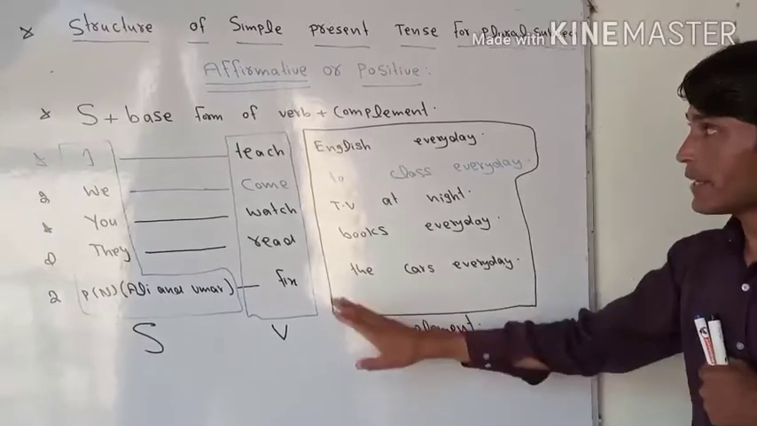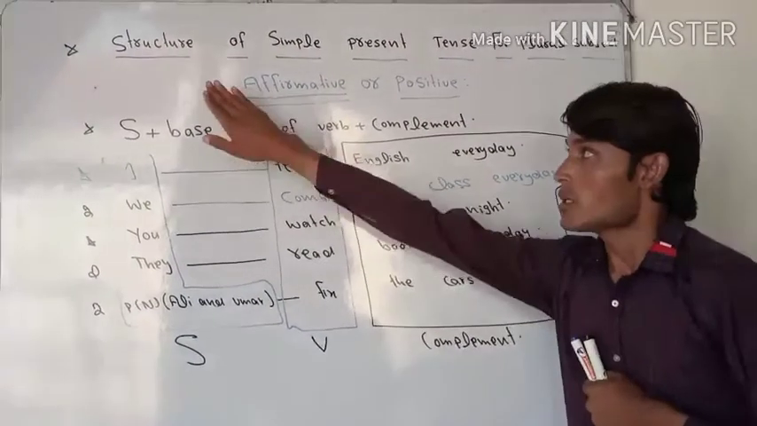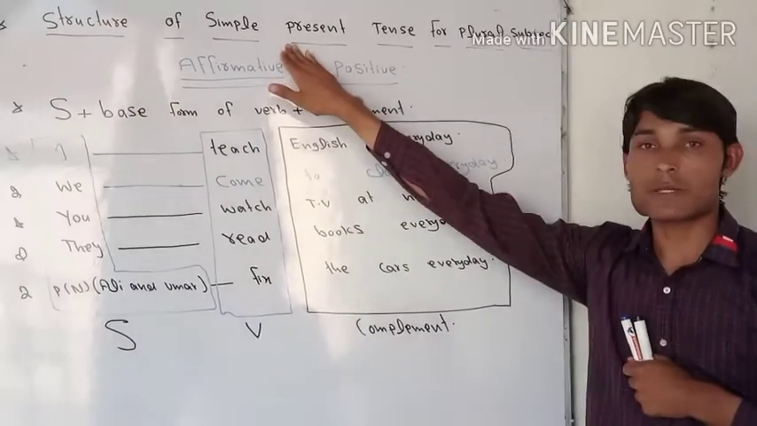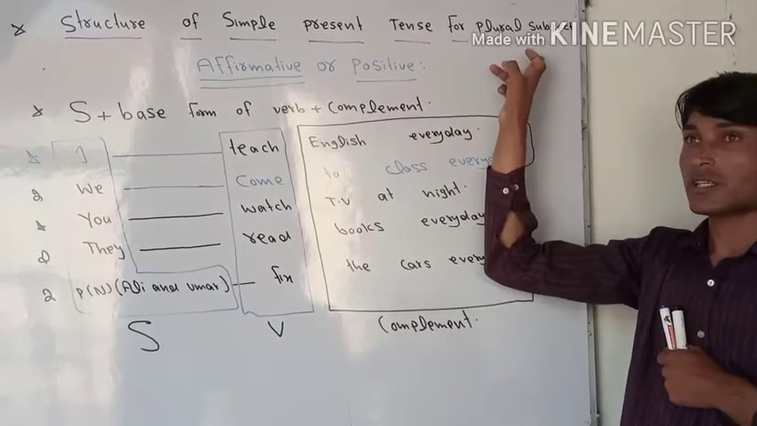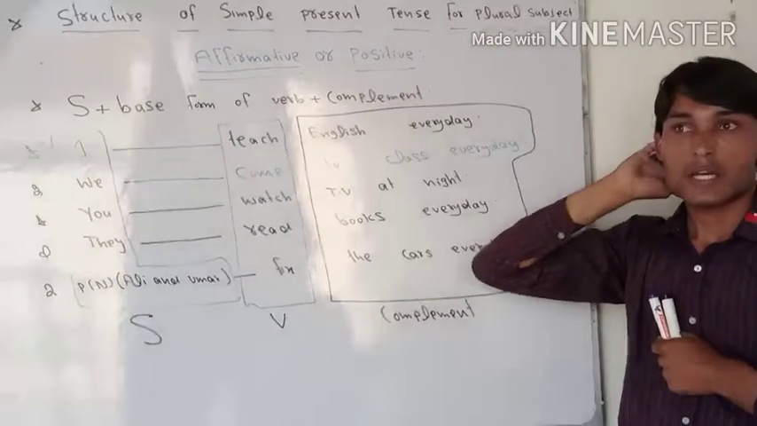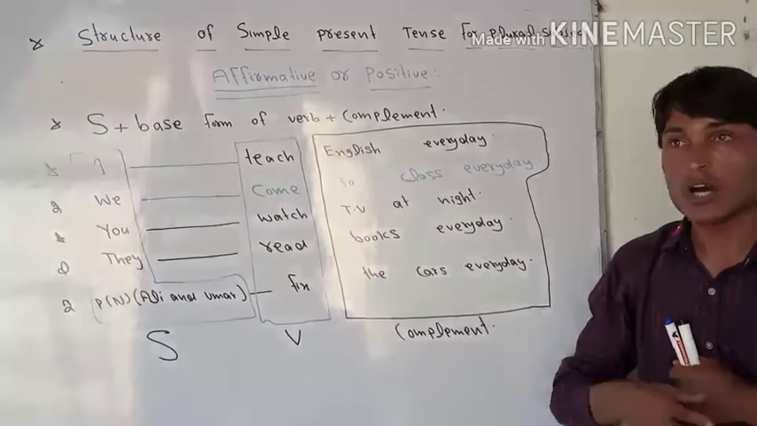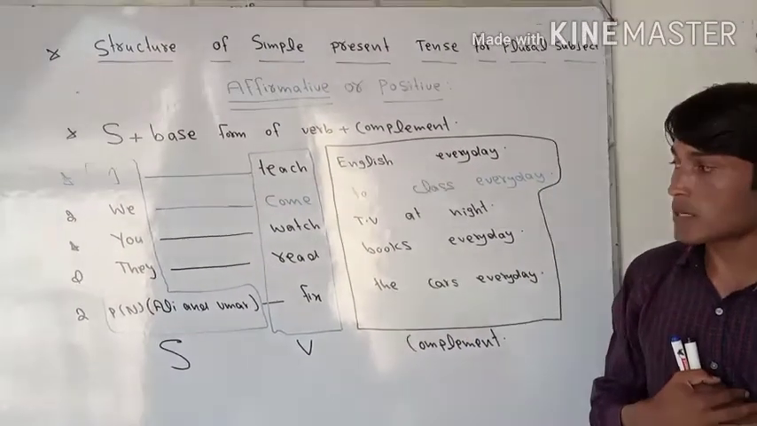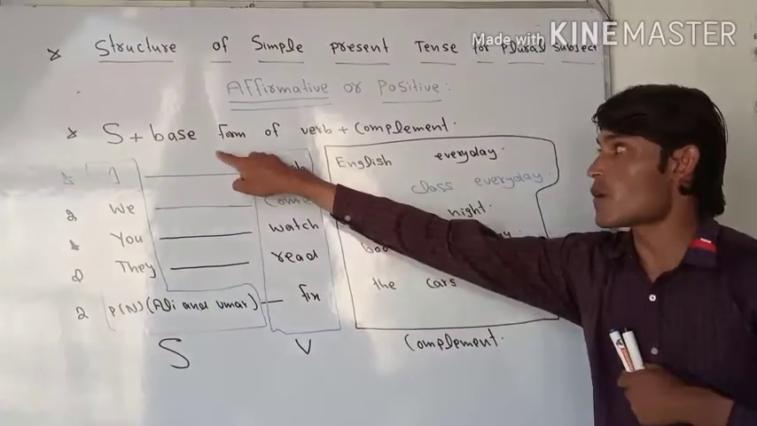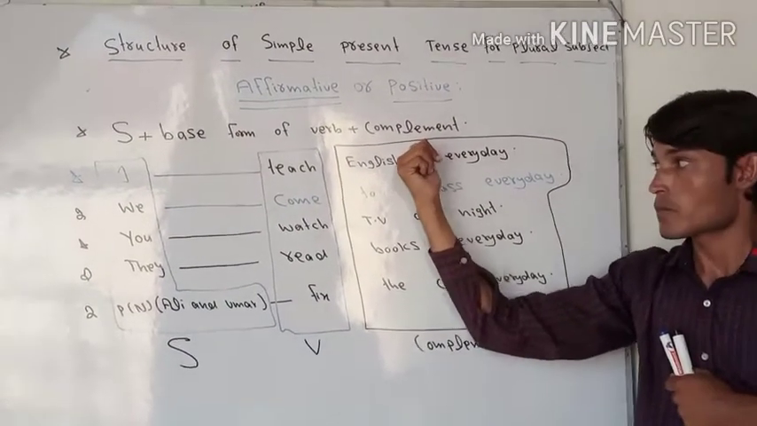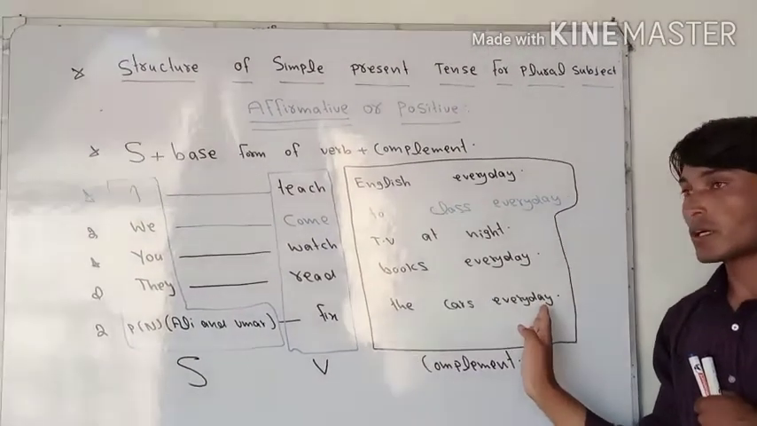So if we recall today's presentation, I have taught the structure of simple present tense. Simple present tense is also called present indefinite tense. This is for the plural structure, for plural subjects, not for the singular. This formula will be followed by the subject pronoun or plural noun. So first of all we need S, then the base form verb, then the complement. These are called subject, these are called base form verb, and the rest are called complements.